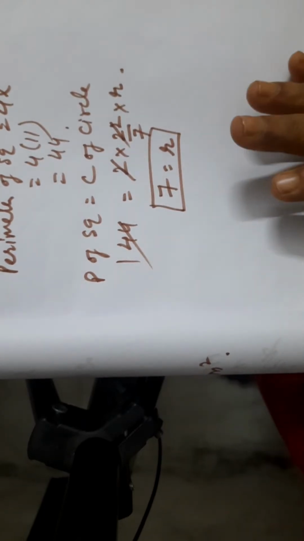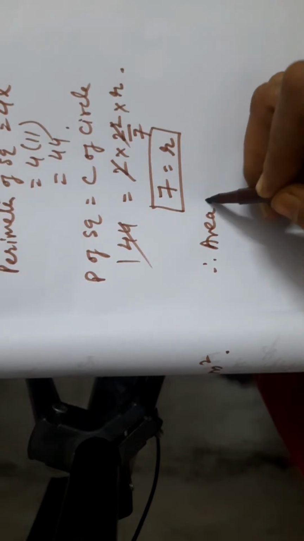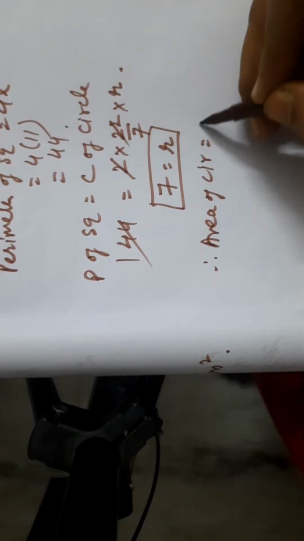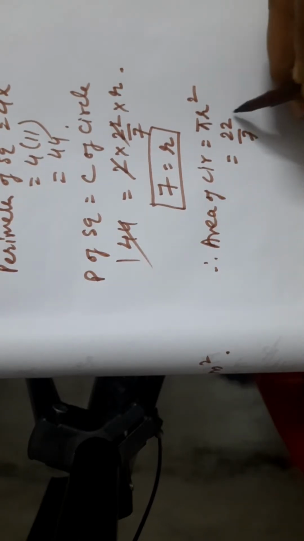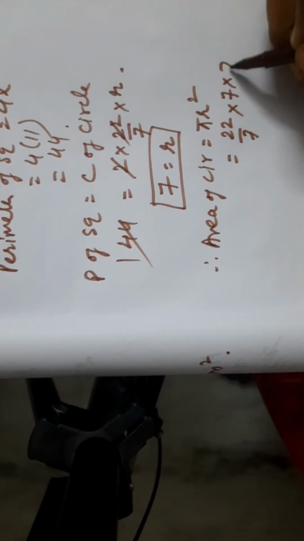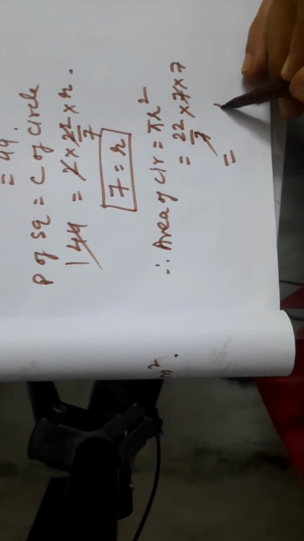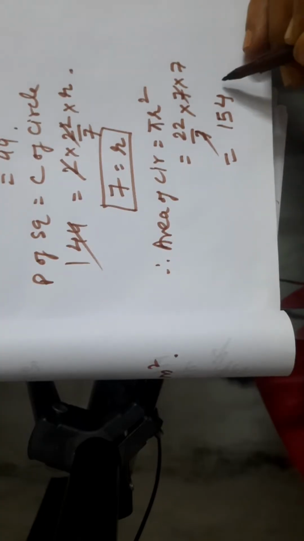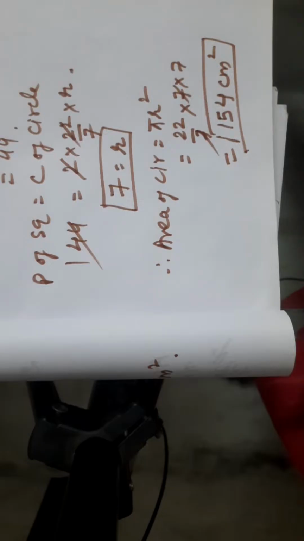Now we need to calculate the area of the circle. Therefore, area of circle is pi r square. Pi is 22 by 7. Radius is 7. Now 7 will get cancelled. So final answer is 154 centimeter square. Is it clear?